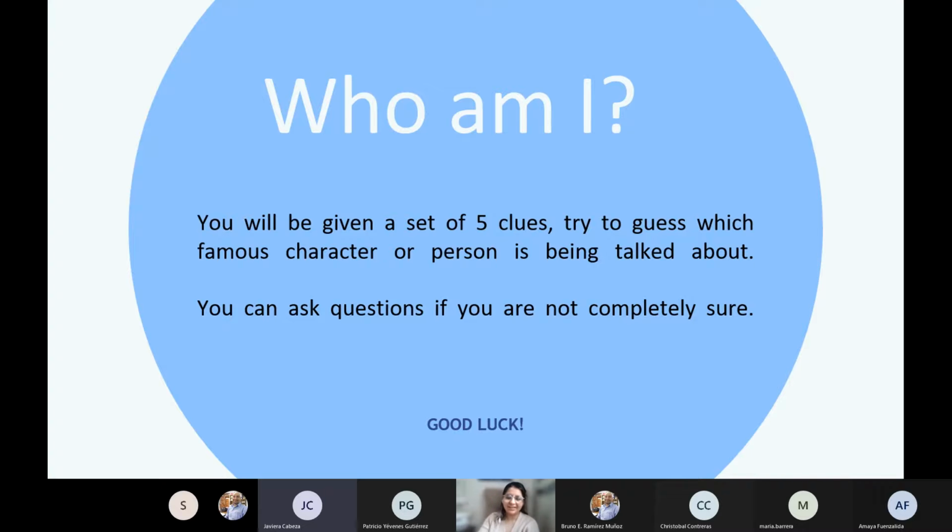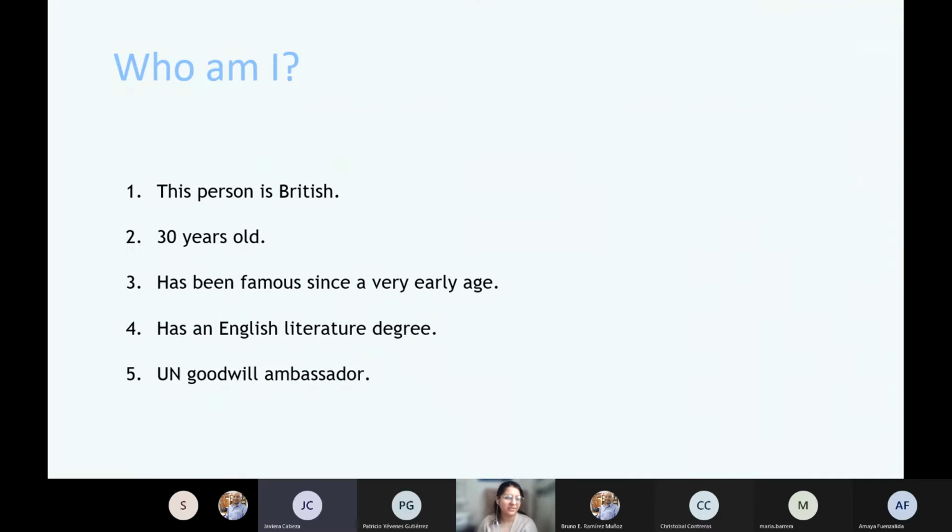So good luck. And this is the first person. And it says, this person is British. It is 30 years old. Has been famous since a very early age. Has an English literature degree. It's a UN, United Nations Goodwill Ambassador. So who do you think this person is?